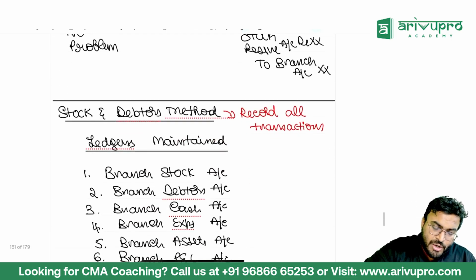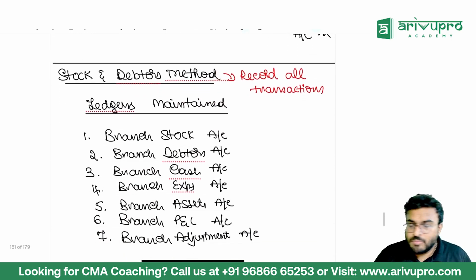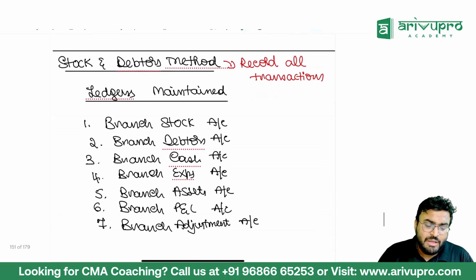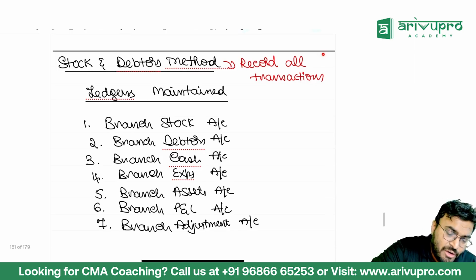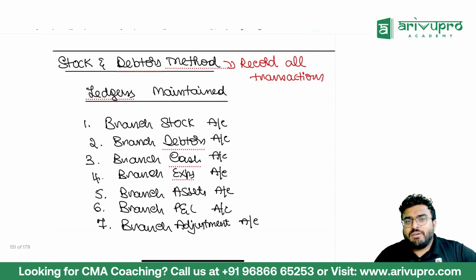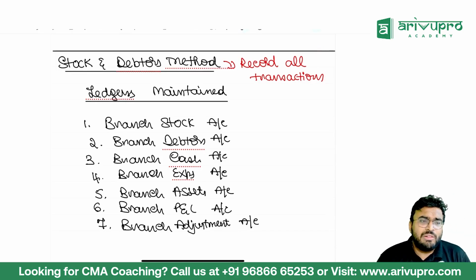Now, stock and debtors method. The second method is stock and debtors method. There, in the debtors method, I told you, the tip is you're going to record only the transactions between head office and branch. Therefore, here in the stock and debtors method, we are going to record all the transactions.